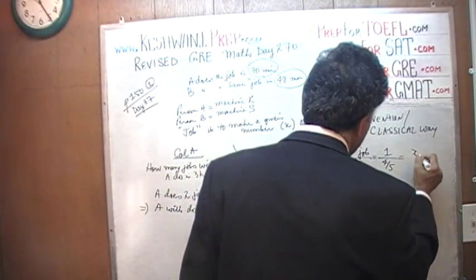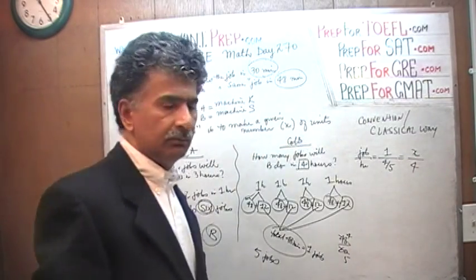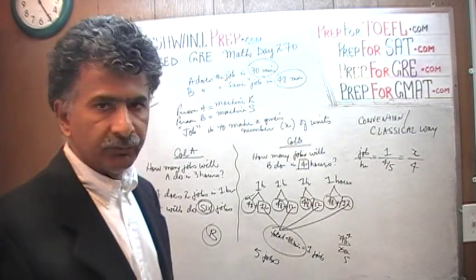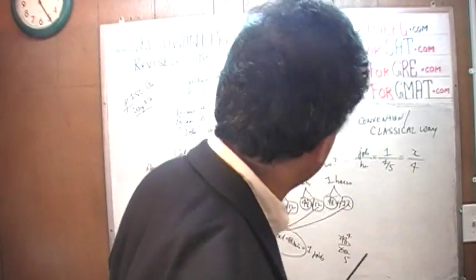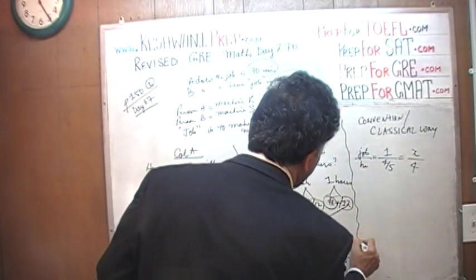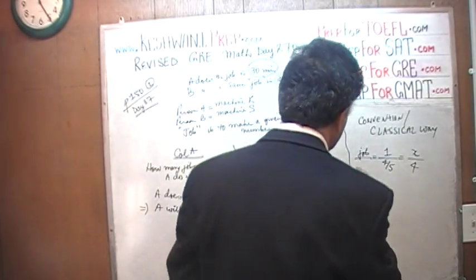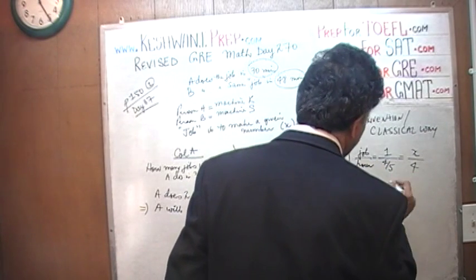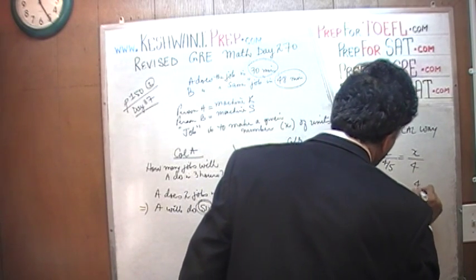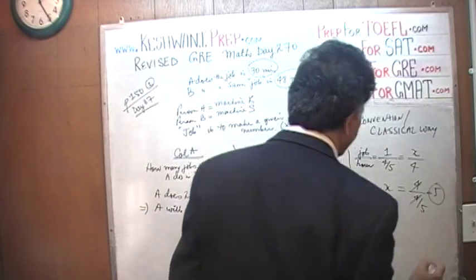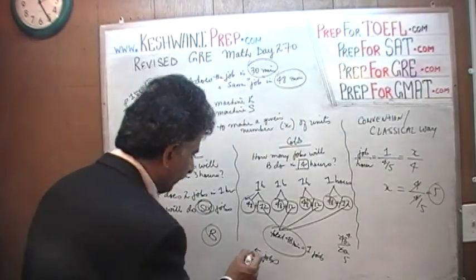The question is, how many jobs will he do in 4 hours? Set it up as a ratio of job and hours. That's it. And just solve for x. Job and hour. Solve for x. So x equals 4 divided by 4/5, and the 4 is going to drop out, and x equals 5. Just like we found before, x equals 5.